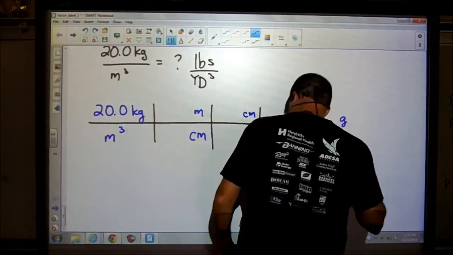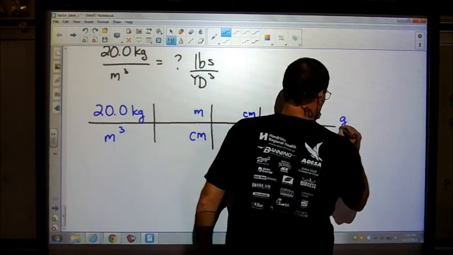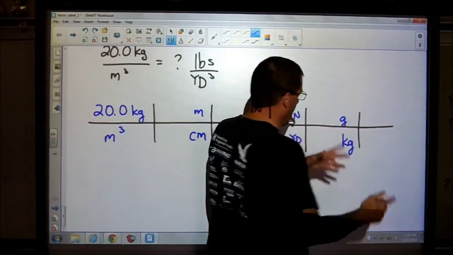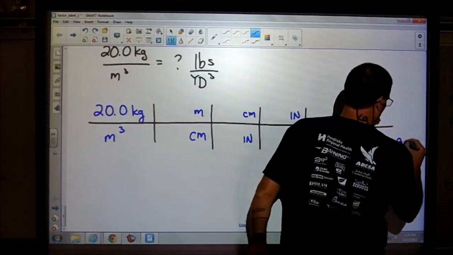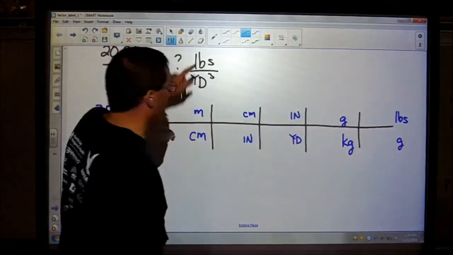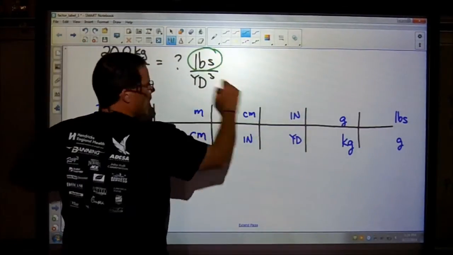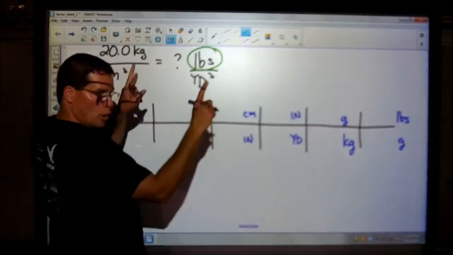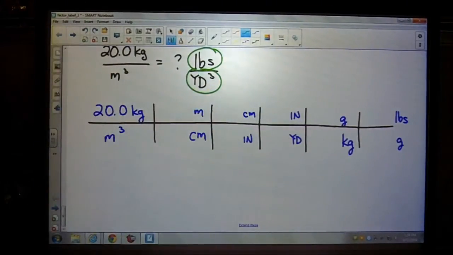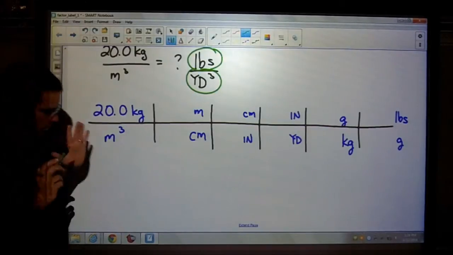And extend that a little farther. And the last thing I want to do is convert the grams into pounds. So again, move it diagonally so I get my pounds. So by doing that, now I have my pounds there. I have my yards cubed there. So I have all my units in place. All right. So now, here we go.